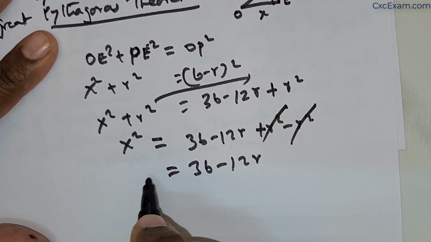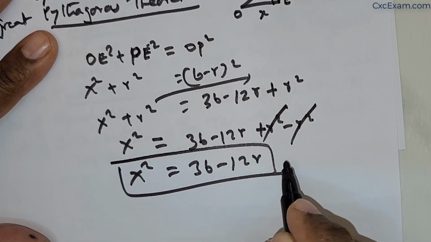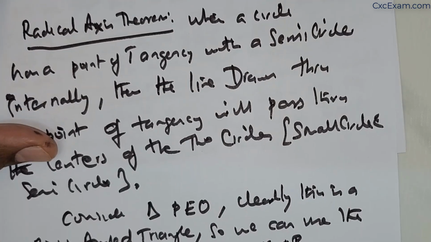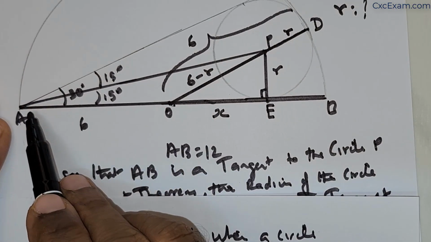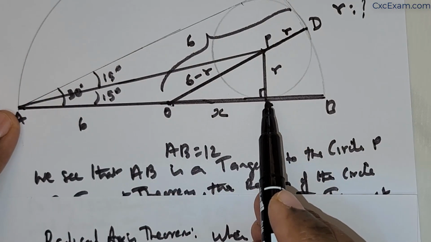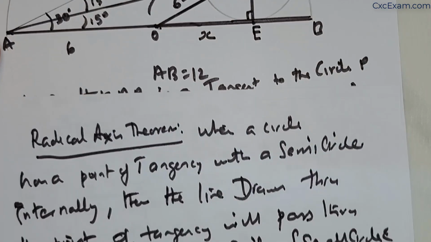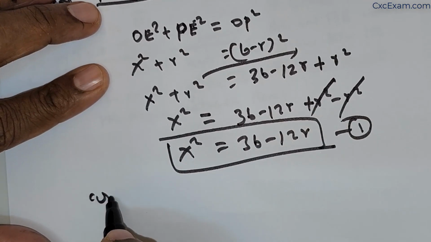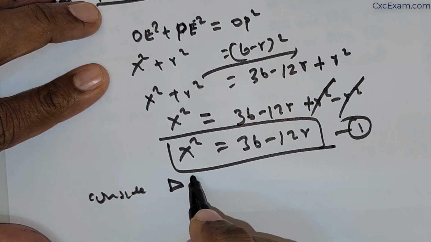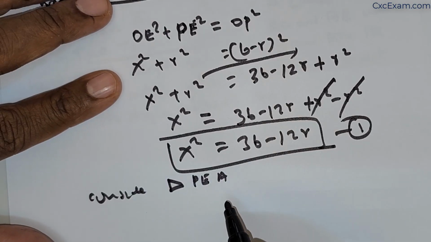giving you 36 minus r is equal to x squared. So let me take this as 1. Now go back to the figure. I'm going to consider PEA, right? Consider triangle PEA.